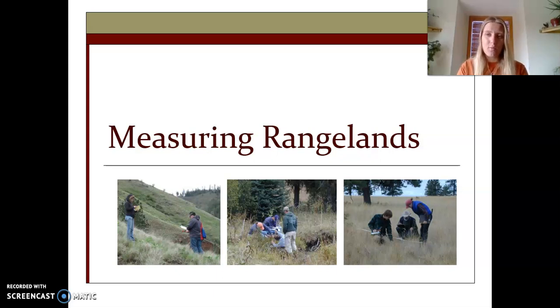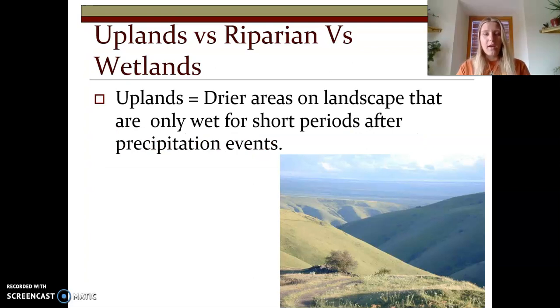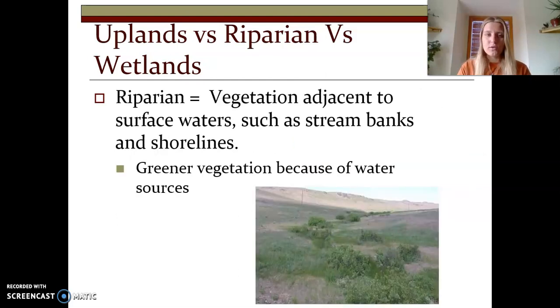We're just going to go through this pretty briefly. So again, uplands versus riparians versus wetlands. Uplands are your drier areas on the landscape that are only wet for short periods of time after precipitation events. That's much of the range usually.